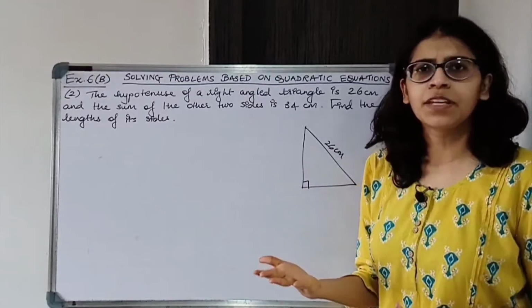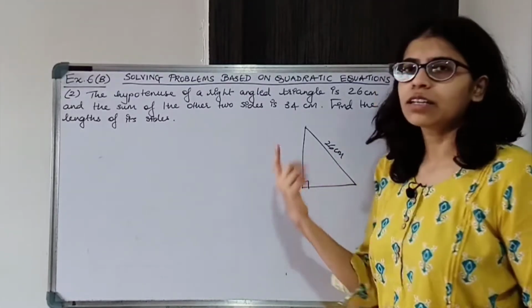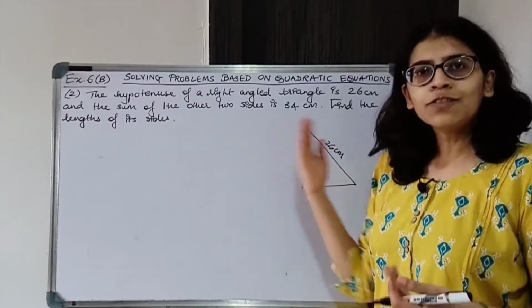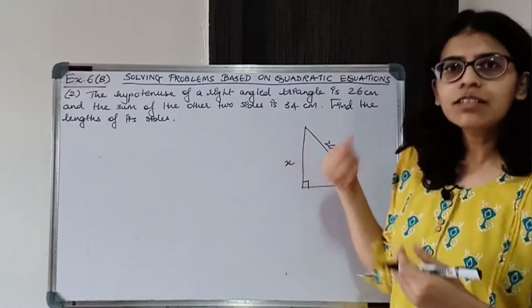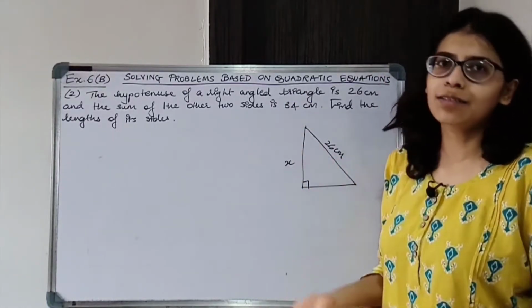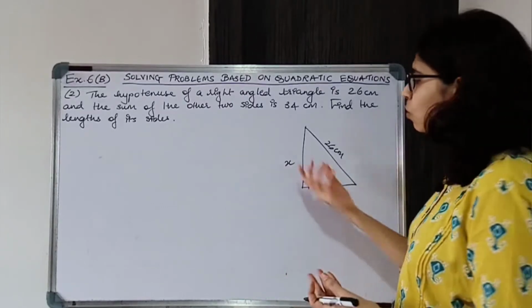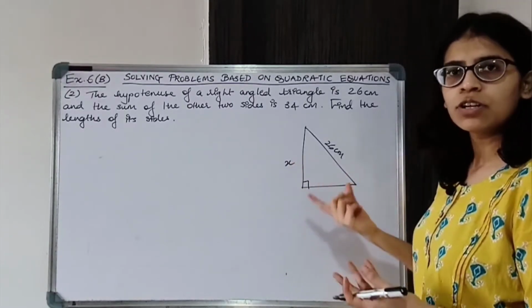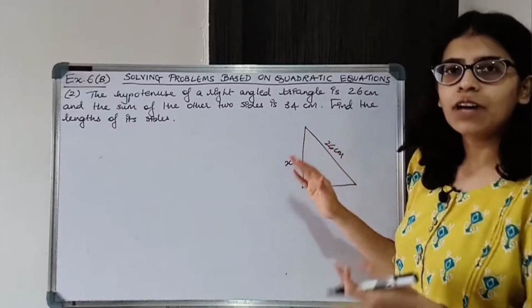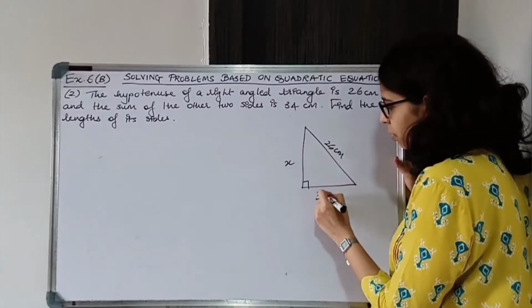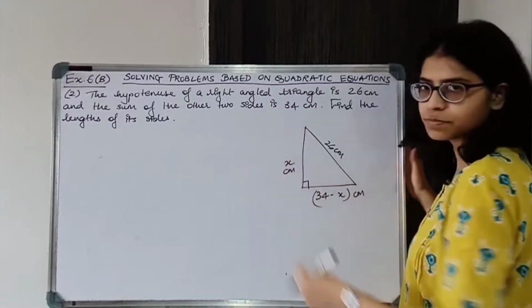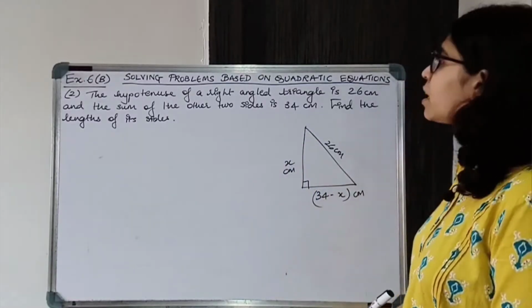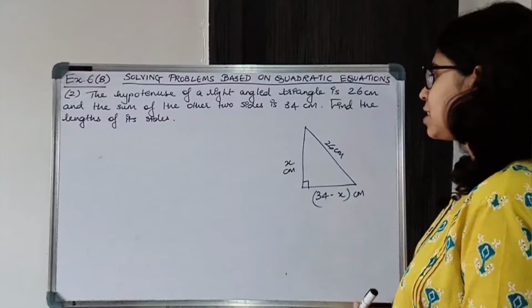Very easy. The sum of both sides is 34 centimeter. One of the sides you assume to be x. What will be the other side? 34 minus x. Okay, the addition of both is 34. So if one is x, the other one will be 34 minus x centimeter. Okay, find the lengths of its sides.